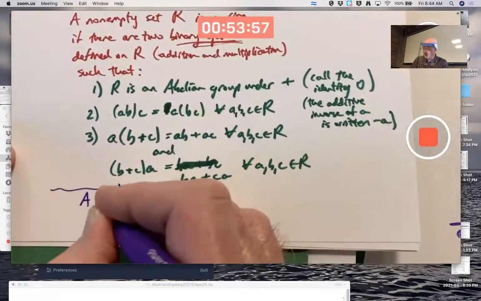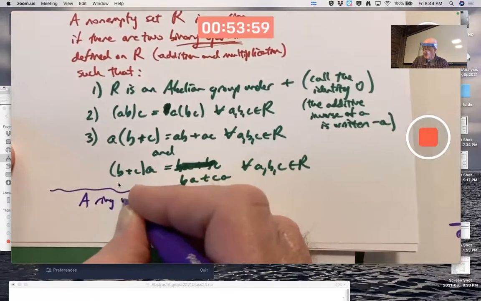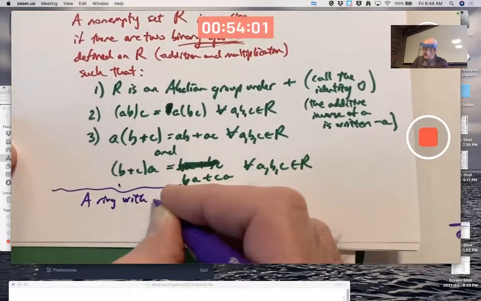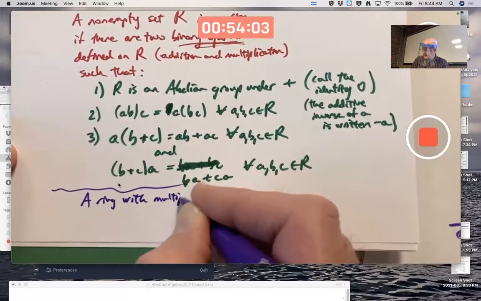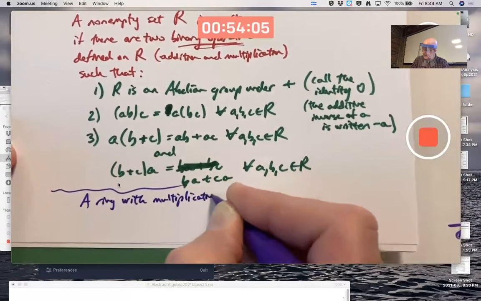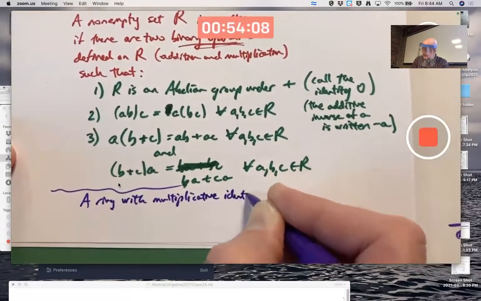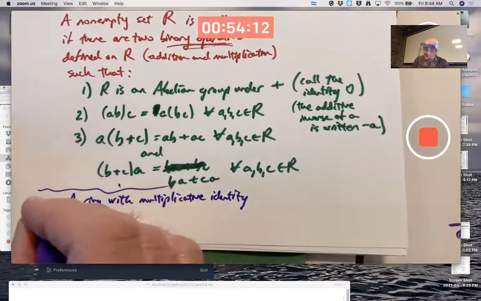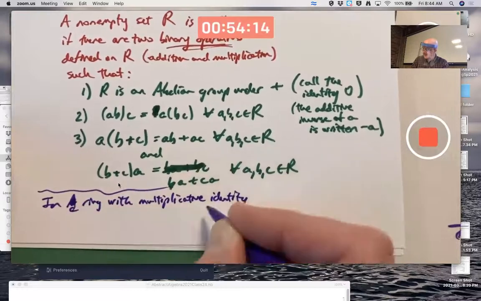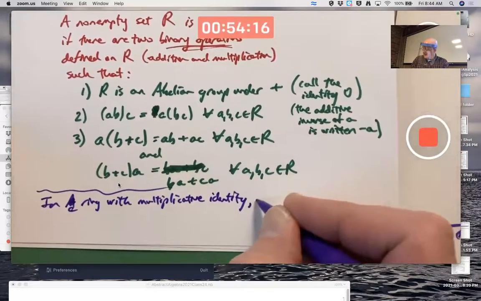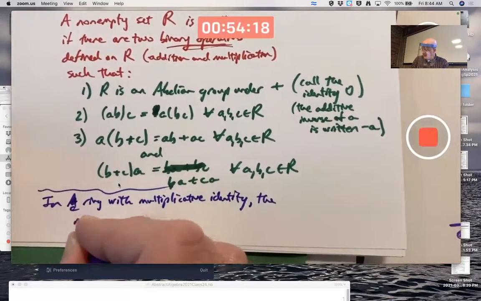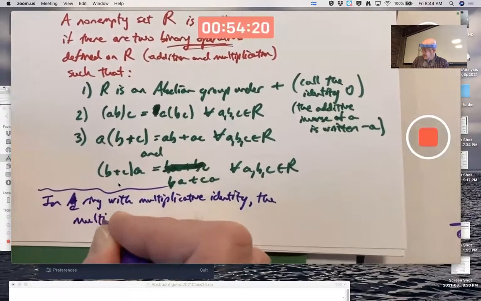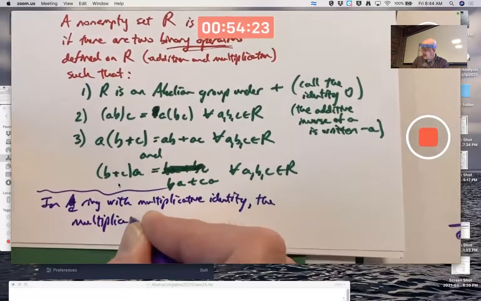A ring with multiplicative identity. I should say in a ring with multiplicative identity, the multiplicative identity is denoted by the number one in the abstract.